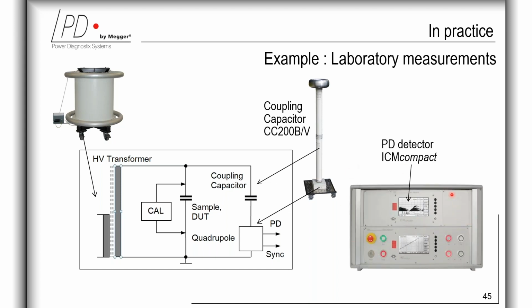And this picture on the right-hand side is the PD detector of type ICM compact, together with the high voltage control unit of type HV control for manual and automatic operation of the high voltage transformers. For such laboratory measurements, typically the calibrator K1A is used, and as said before, it's calibrated at the DAkkS accredited laboratory of Diagnostix.